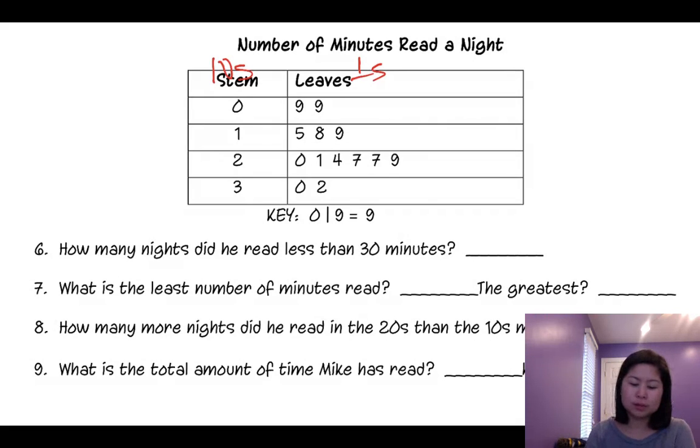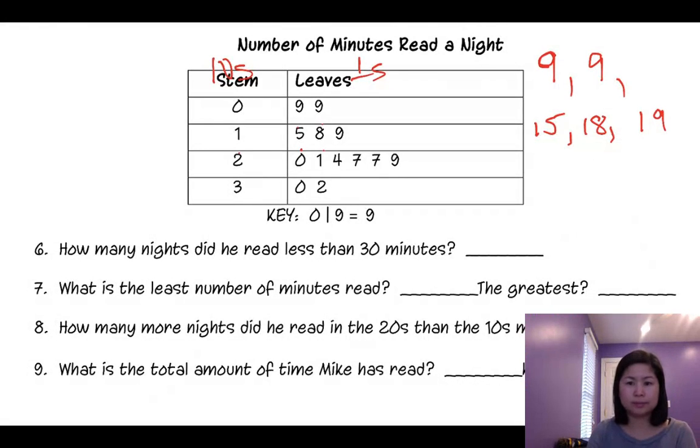So for the first one, if you read, this one is 9 minutes, 9 minutes. The second row is going to be 15 minutes, 18 minutes, 19. So if I have to list it out, I have to go backwards. So I can do 9, 9. The next one is 15, 18, 19. So that's how I read it. So I'm going to go back. This is the 10. So 15, 19, 18.